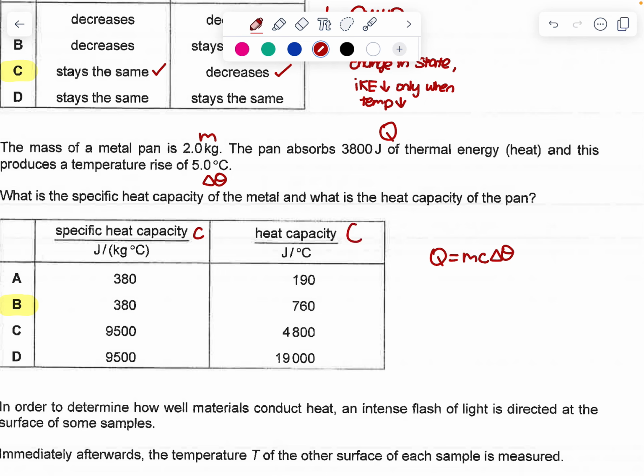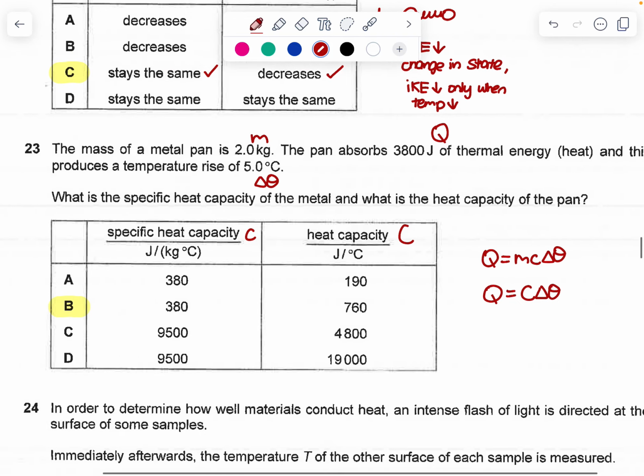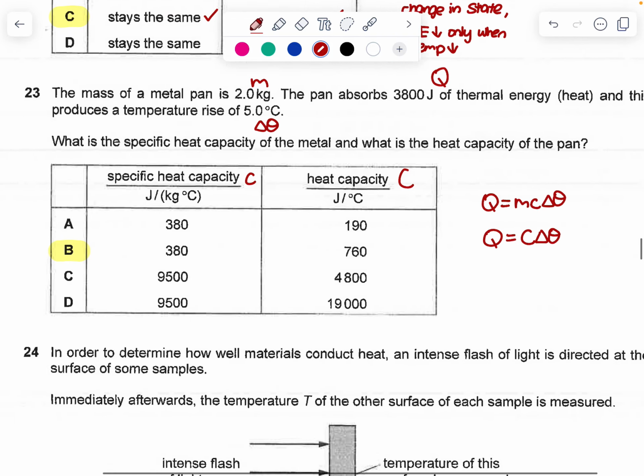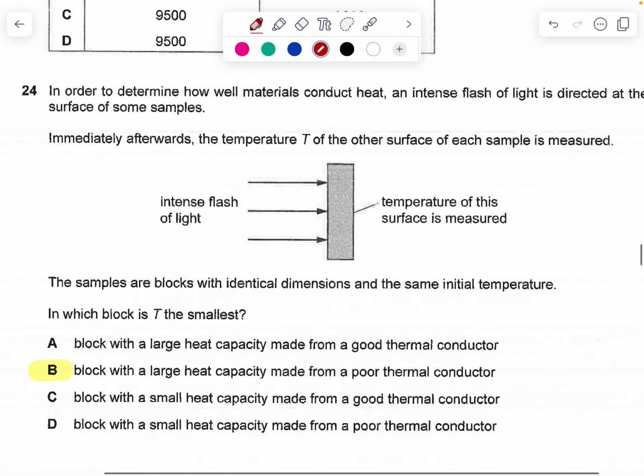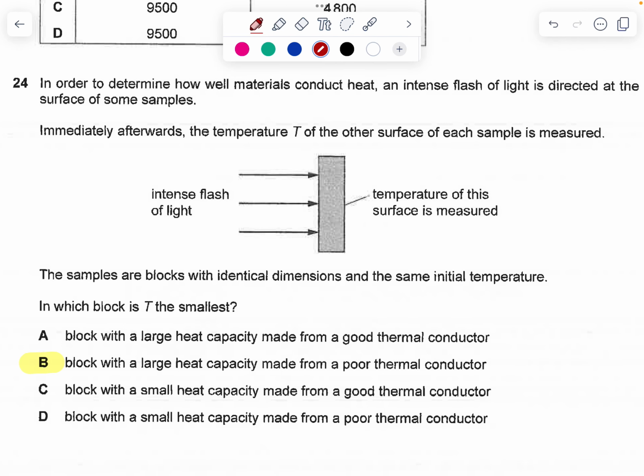Big C, heat capacity, formula Q equals capital C, the change in theta. Question 24. In order to check how well a material conducts heat, they use a flash of light directed at the surface of different samples. So which block is T? Each block has identical dimensions and the same initial temperature.